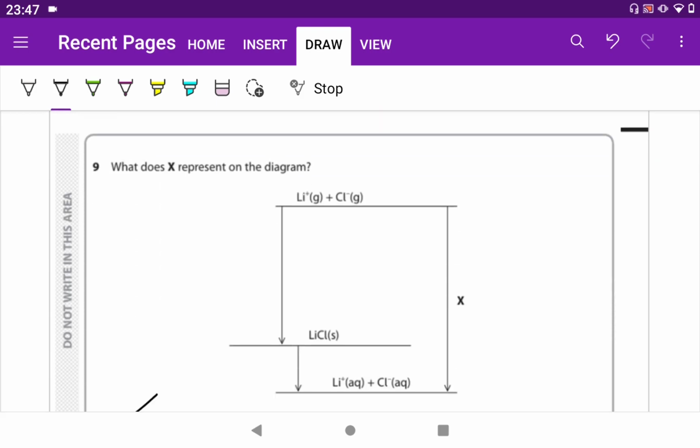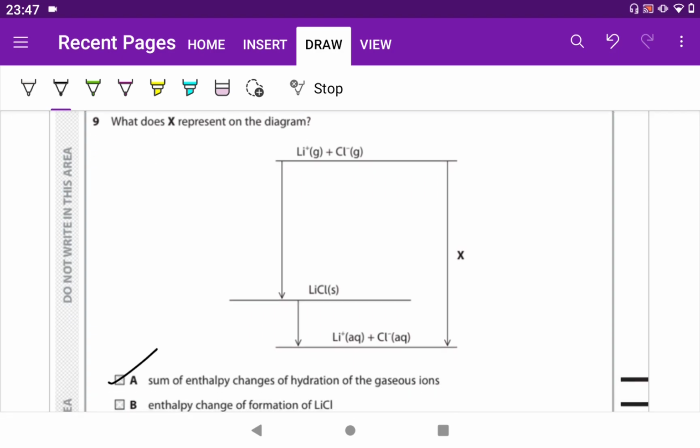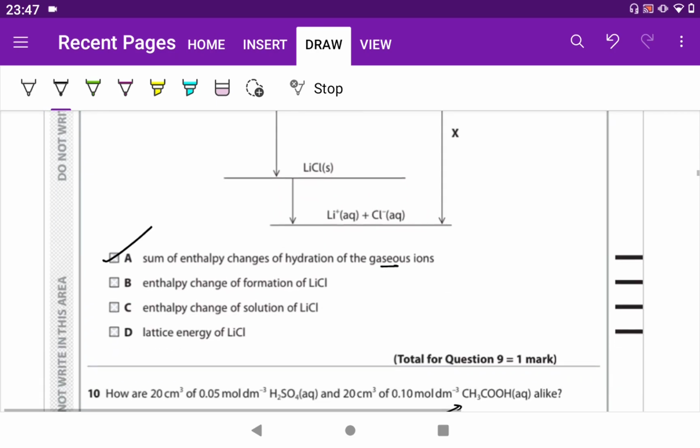Now question 9. What does X represent on the diagram? This represents the sum of enthalpy changes of hydration of gaseous ions. These are gaseous, become solid, and after solid they become aqueous. So the gaseous ions become hydrated. That's why it's the sum of enthalpy changes of hydration.